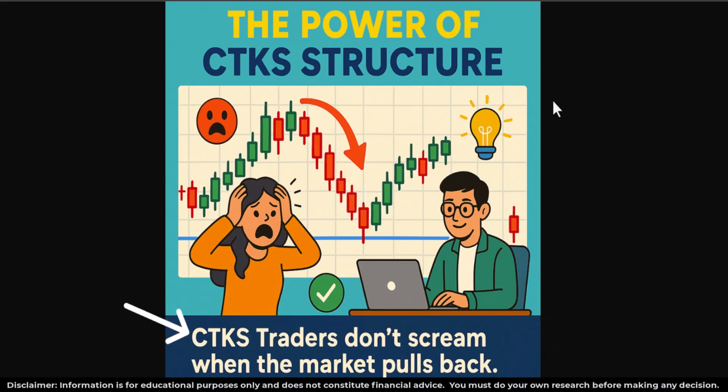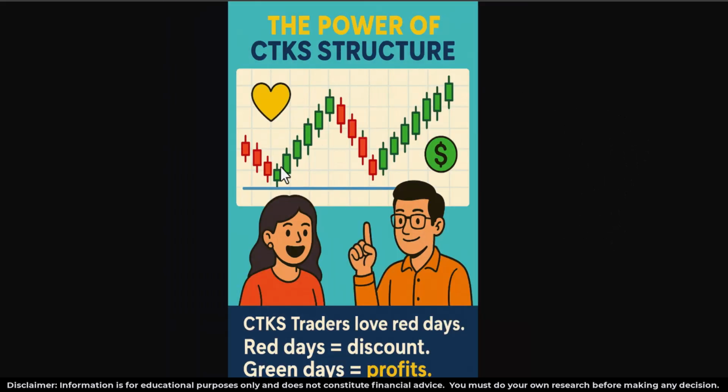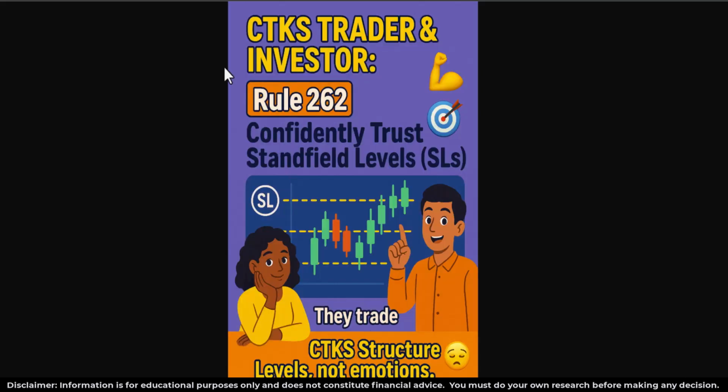After all, it's far easier to make a good percentage after price retraces back to structure and you can ride it up again. CTKS traders and investors absolutely love the red days, because that means profits, that means discounts. Getting on the right side of the percentage is worth a fortune. And you'll find the more that you trust the levels, the less emotion that you will feel and the more profit that you will make.